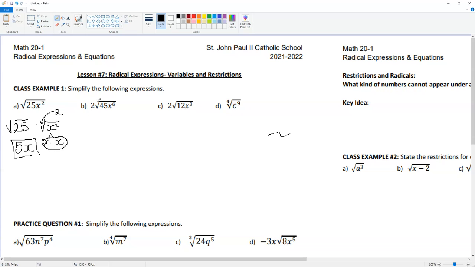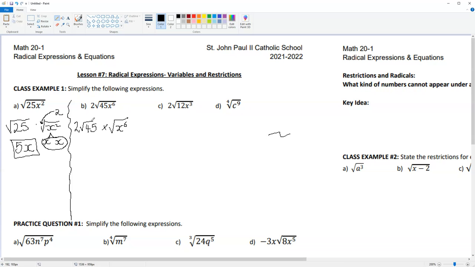Same thing with this one here. I'm going to break it up into two pieces. Let's say it's 2. I'll just create a little line here, a little division. Okay. So we know that it's going to be 2 root 45. Okay. That's going to be one part. And I'm going to put it here. And then also we're going to have it times the root of x to the power of 6.